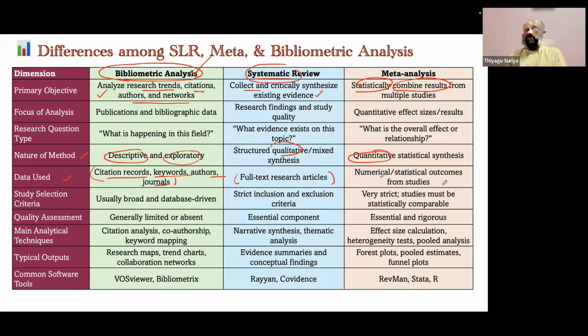And in the case of meta-analysis, we must be familiar with the effect size calculations and what the effect size of the article is. Based on this, we can do the further analysis. This is the difference among SLR, meta-analysis and bibliometric analysis.